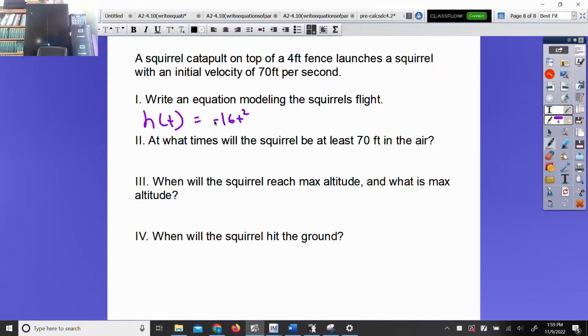Should you take a physics class, you will learn that projectile motion in a vacuum anywhere in the universe is modeled by height as a function of time is negative 1/2 the pull of gravity times the time squared plus the initial velocity times time plus the initial height. In a vacuum anywhere in the universe, projectile motion is modeled by that format. On Earth, the pull of gravity is 32 foot per second per second. Take half of that, you get 16.